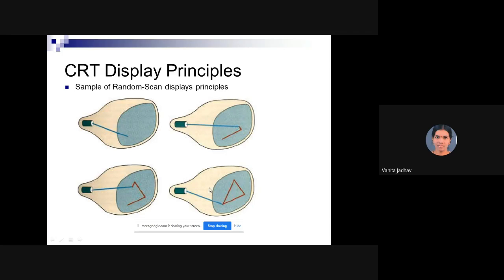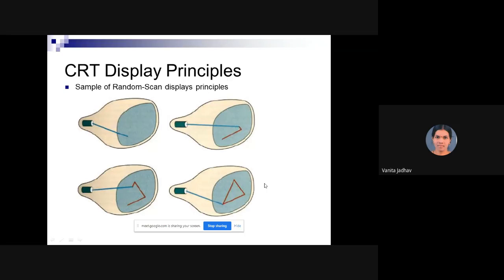As it draws the picture in the form of lines, only these many pixels get visited by the electron beam. Other pixels are not visited by the electron beam. Like this, it saves the time to draw the picture. So this is nothing but the random scan display principle. So what is this diagram?